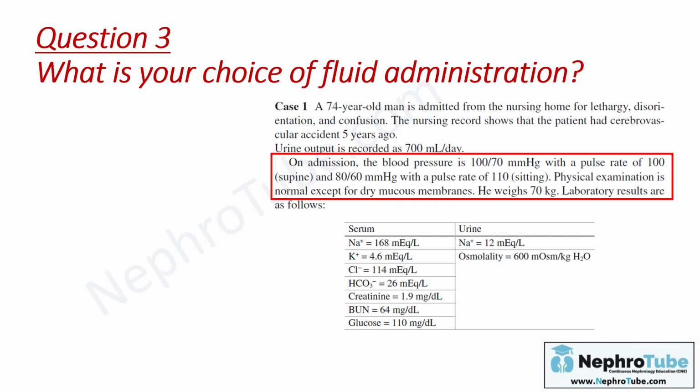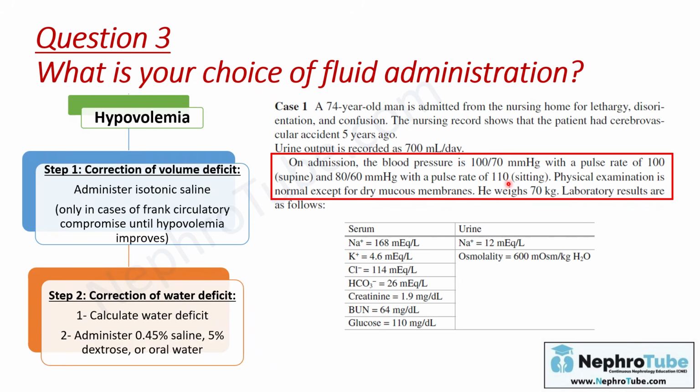As most of you mentioned in the chat box, yes, this is a hypovolemic patient and he has signs and symptoms of postural hypotension. So we have to replace the volume by isotonic fluid. Then we have to correct water deficit mainly by dextrose or oral water. We can also use normal saline, but in most cases we use 5% dextrose.